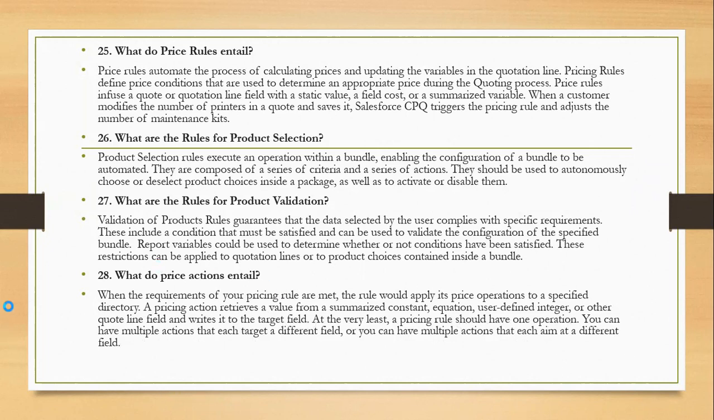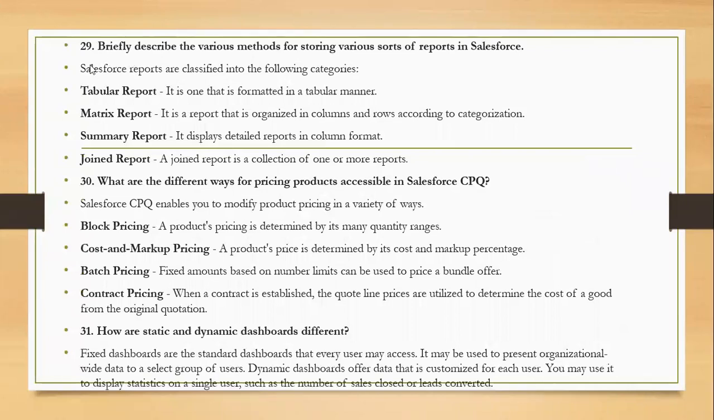Next question. Briefly describe the methods of storing the variables in a report in Salesforce. Salesforce reports are classified into the following categories. Tabular reports are formatted in a tabular manner. Matrix reports are organized in columns and rows according to categories. A summary report displays details in a column format. A joined report is a collection of more reports.